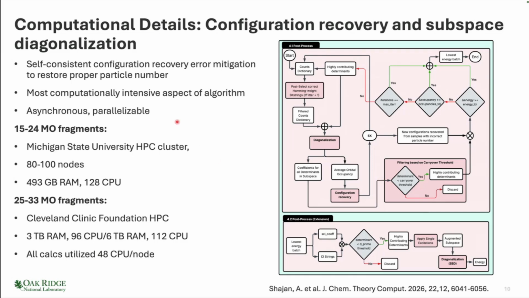It's the most computationally intensive aspect of this algorithm, and it's both asynchronous and quite parallelizable. So for the smaller of the quantumly treated fragments, these were performed on the Michigan State University HPC cluster over 80 to 100 nodes. And for the larger systems, these were treated on the Cleveland Clinic Foundation's HPC resources with large memory nodes. So these are 3 terabytes of RAM and 96 CPUs, or 6 terabytes of RAM and 112 CPUs.